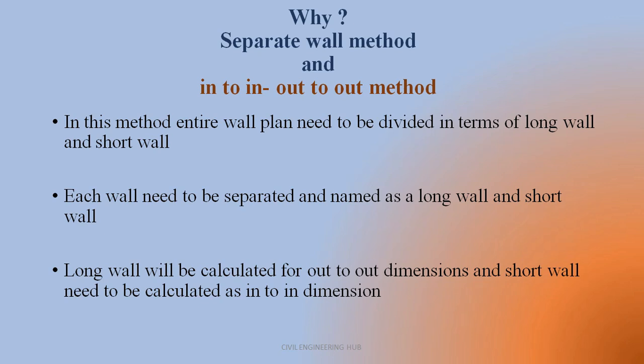Now each wall needs to be separated and you need to label it in terms of long wall and short wall. And long wall will be calculated for out to out dimensions and short wall will be calculated for in to in dimension. So in this particular method, first of all we are dividing the entire structure into long wall and short wall. That's why it's also said to be separate wall method. And next, whatever the long wall we have decided, we are calculating that long wall out to out and short wall in to in. That's why this method is also said to be in to in, out to out method.